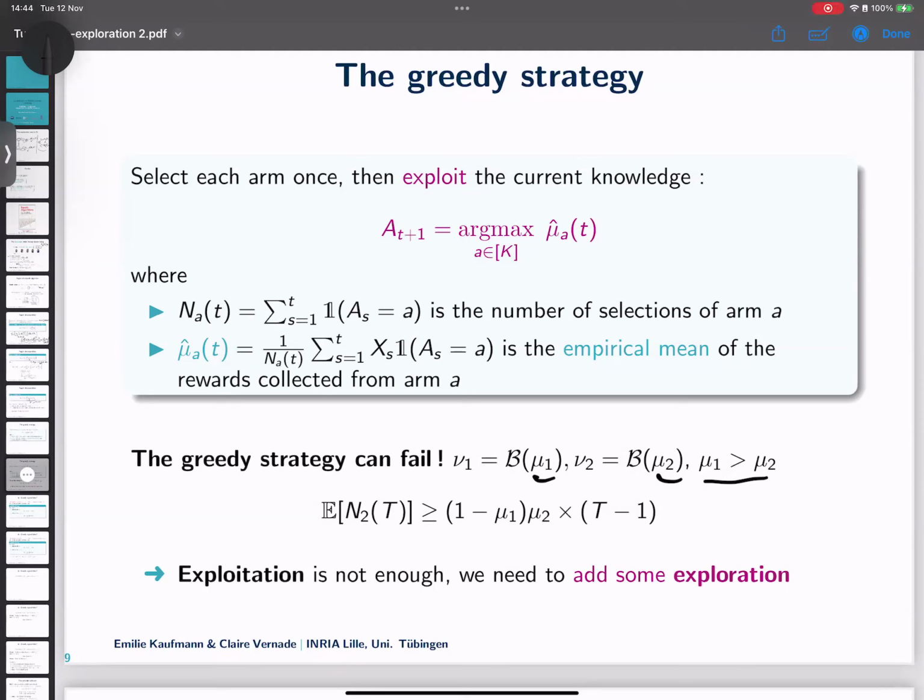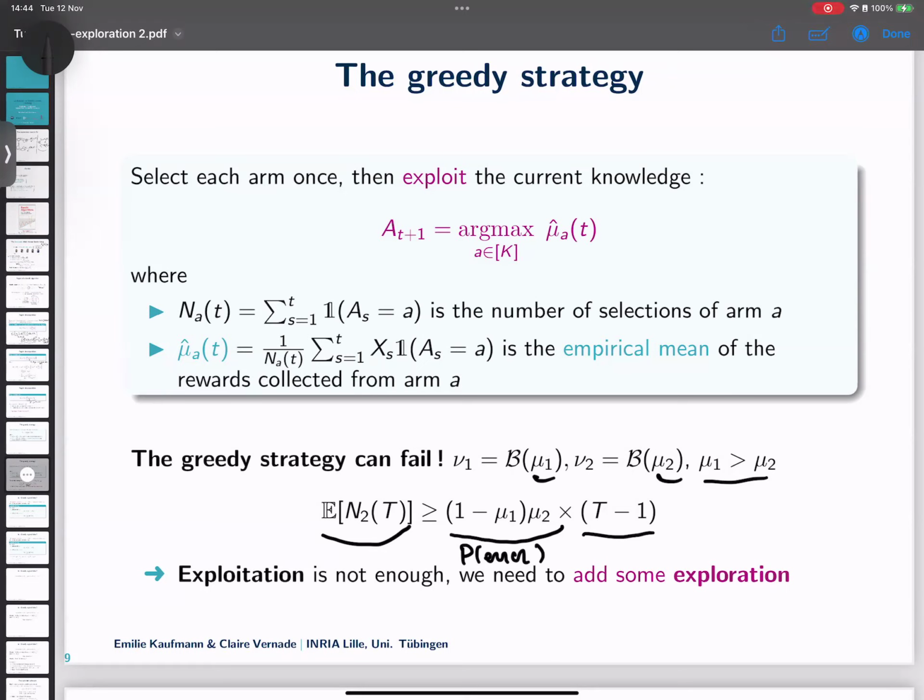We can actually compute what this probability is: 1 minus mu1 times mu2. So after I've pulled each arm once, if I continue pulling the best arm until the end of time, I can already tell you that the number of times I've pulled arm 2 is at least this number. So this lower bound, this probability of error, or of making a mistake, times t minus 1, which is the rest of the time so far.